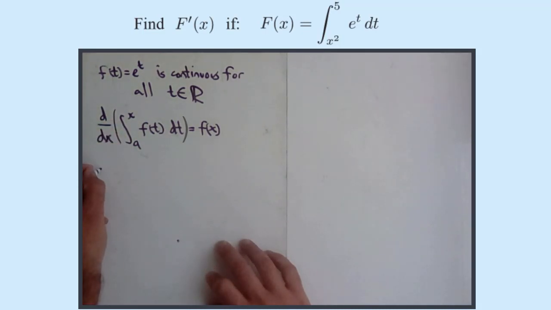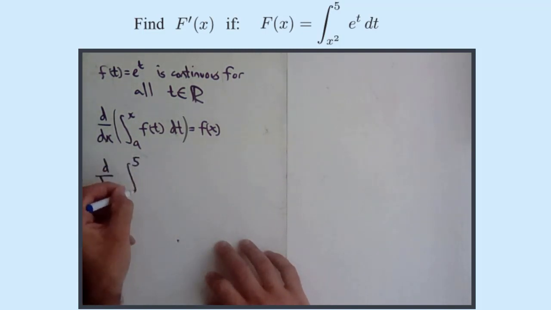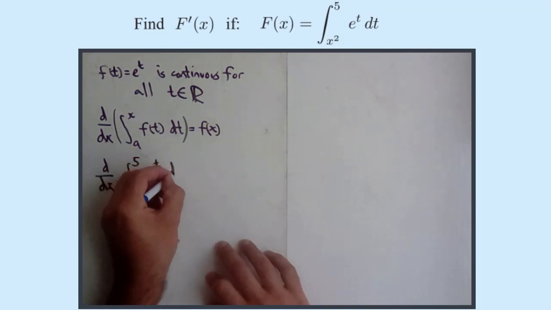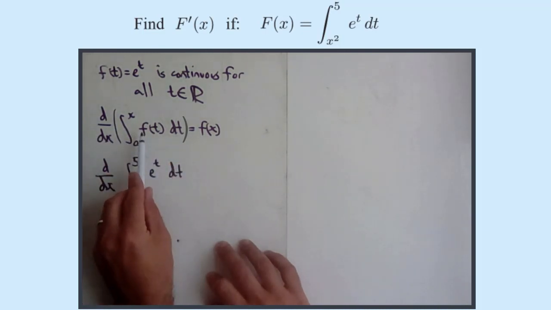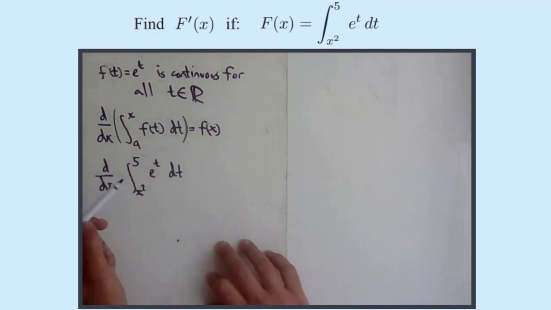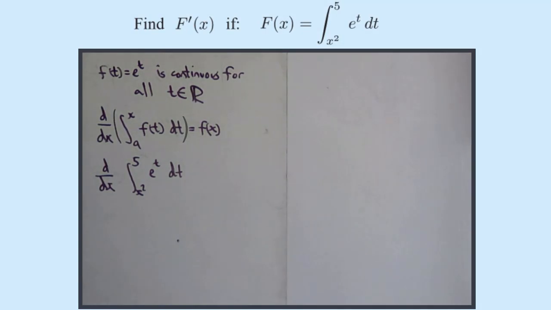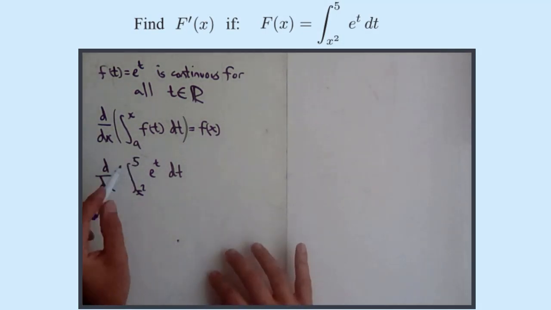So what we have is, we are looking to find d over dx of the integral between x squared and 5 of e to the power t dt. So the function is fine, f of t, e to the t, no problem. We've got the dt, no problem. The issue is we don't have this x and an a. We sort of have an a, but it's in the wrong place. So that can be fixed quite quickly. A could easily be 5.